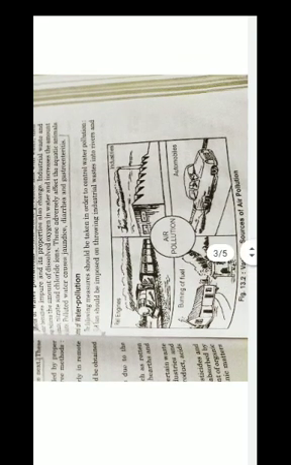Control of water pollution. The following measures should be taken in order to control water pollution. Number one, a ban should be imposed on throwing industrial waste into rivers and ponds.